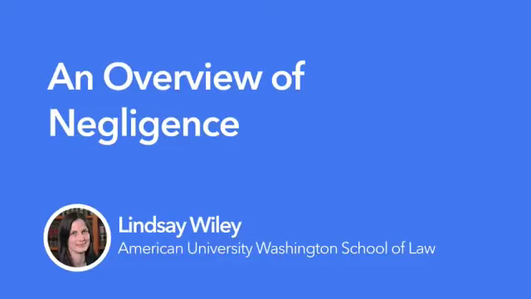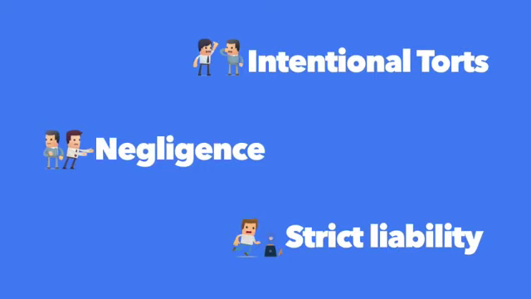Episode 4.1, Overview of Negligence. This episode provides an overview of the negligence cause of action and compares it to intentional tort liability. Remember that there are three main types of tort liability: intentional torts, negligence, and strict liability.